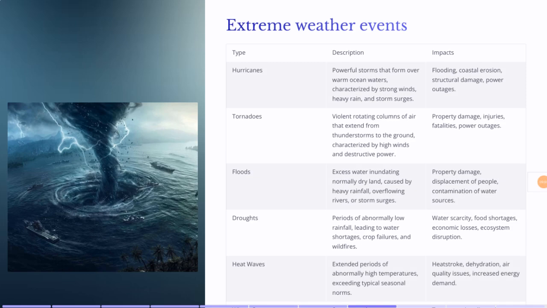Extreme weather events. Hurricanes. Powerful storms that form over warm ocean waters, characterized by strong winds, heavy rain, and storm surges. Impacts: flooding, coastal erosion, structural damage, power outages. Tornadoes. Violent rotating columns of air that extend from thunderstorms to the ground, characterized by high winds and destructive power. Impacts: property damage, injuries, fatalities, power outages.